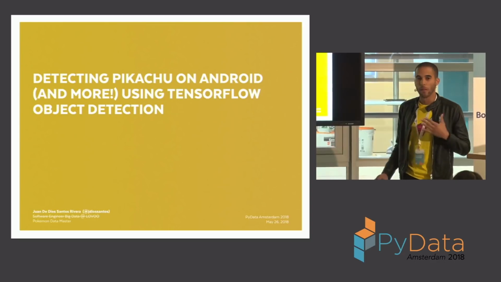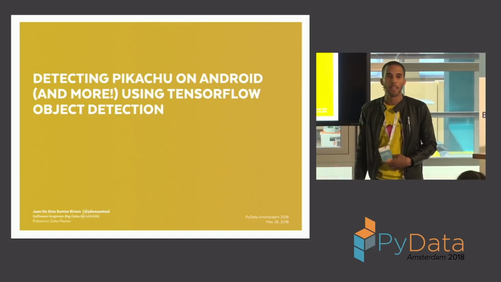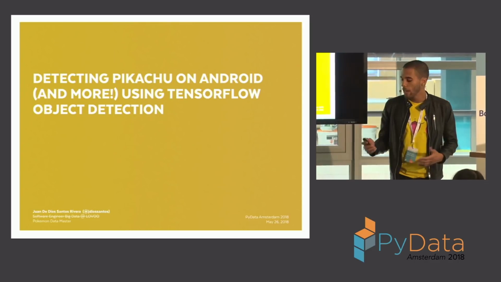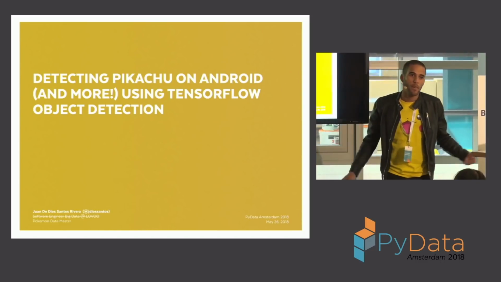Let's start. Who am I? My name is Juan. And normally from 9 to 6, they call me a software engineer big data at Lobu, which is a dating app in Germany. However, today I would like to scratch this title, and I want to be a Pokemon data master.